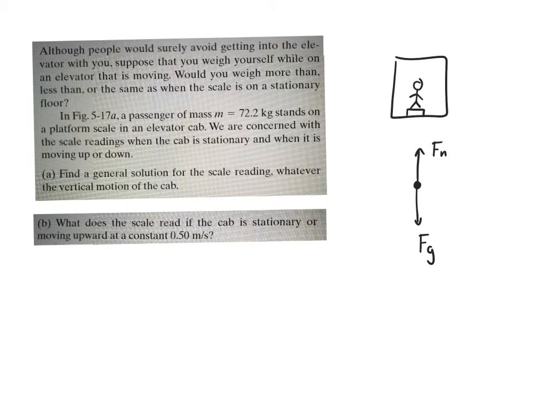Anyway, let's get back to that in a second. Let's talk about this first. So we want to know, first, the general solution for the scale reading, whatever the vertical motion is. Second, what if there were acceleration? Or what if it were constant velocity? We'll see what happens. So let's take a look at the free body diagram.